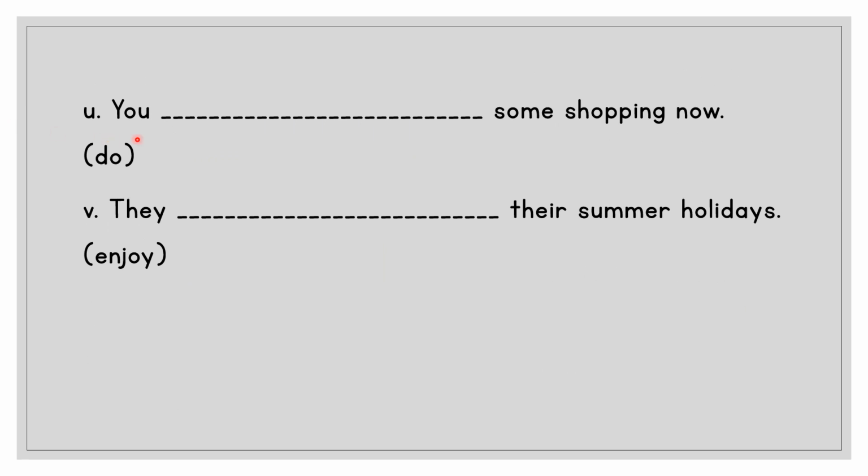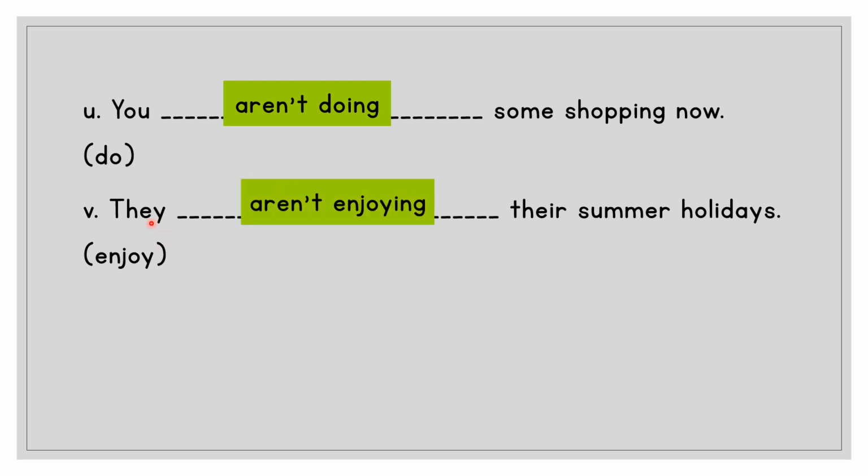Okay, you. You. Singular or plural? Singular. Tapi guna isn't ke? Tak. Kenapa? Sebab diriku dan dirimu begitu berharga. So kita special, tak nak sama dengan orang. So guna aren't. You aren't doing some shopping now. And the last one, they. Singular or plural? Plural. So isn't or aren't? Aren't. They aren't enjoying their summer holidays.